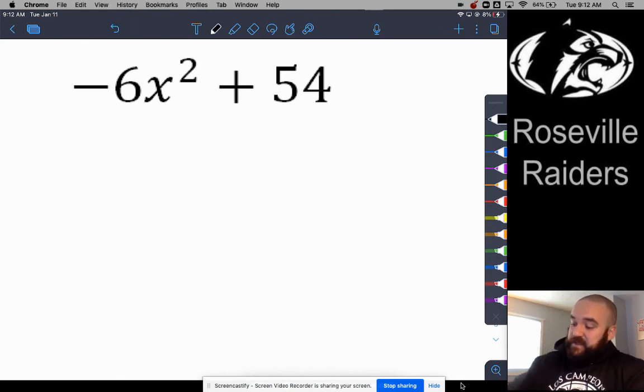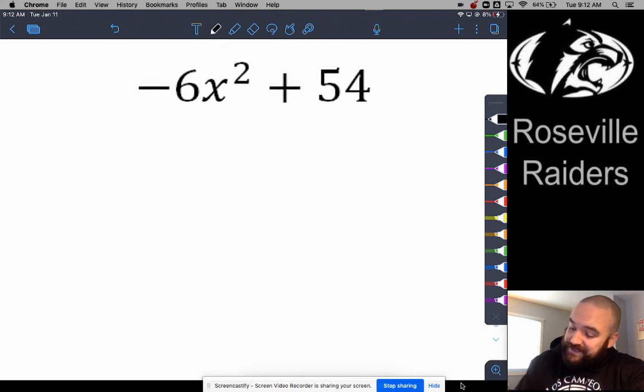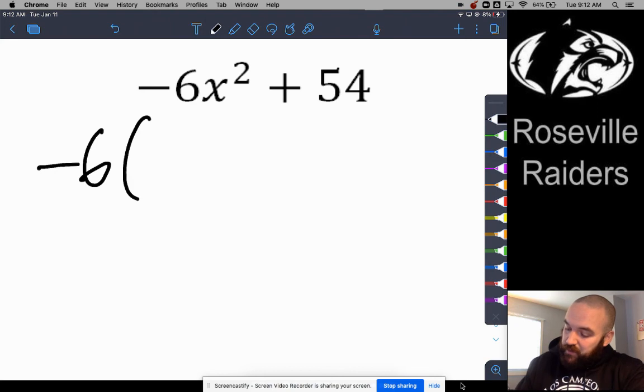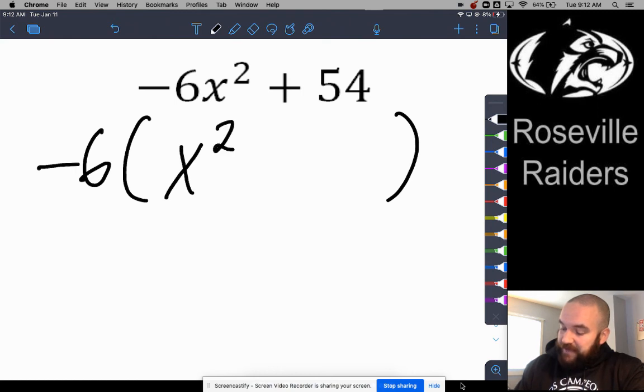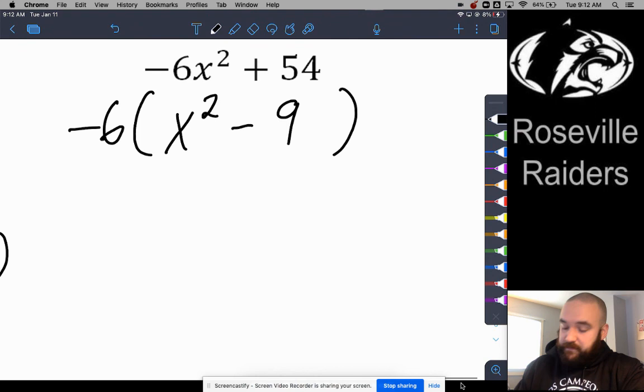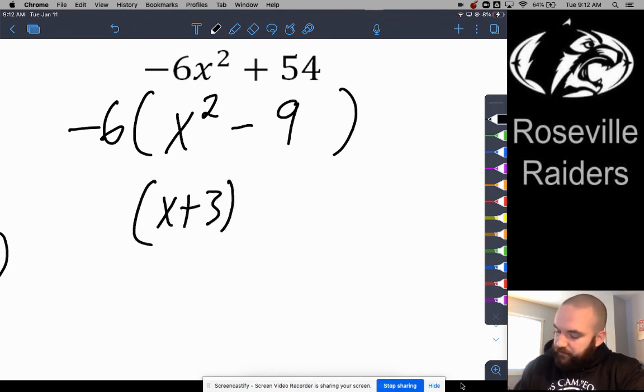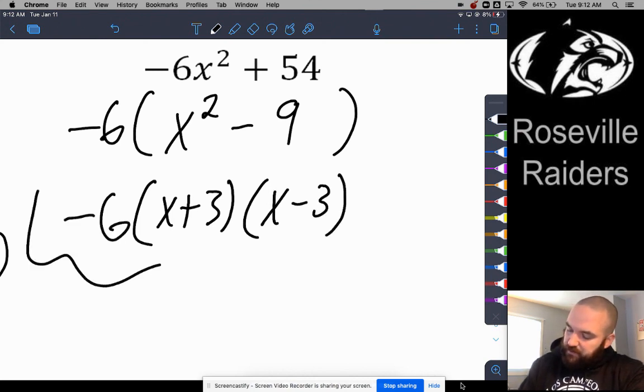But -6 and 54 can both be divided by 6. So I'm going to take 6 out as a GCF. Because the first term is negative, I'm also going to include the negative with it. So I'm going to divide both those terms by -6. If I do that, I'd be left with x squared minus 9, which is beautiful because 9 is 3 times itself. 3 times 3. So this will be x plus 3 times x minus 3 in the parentheses with a -6 on the outside.